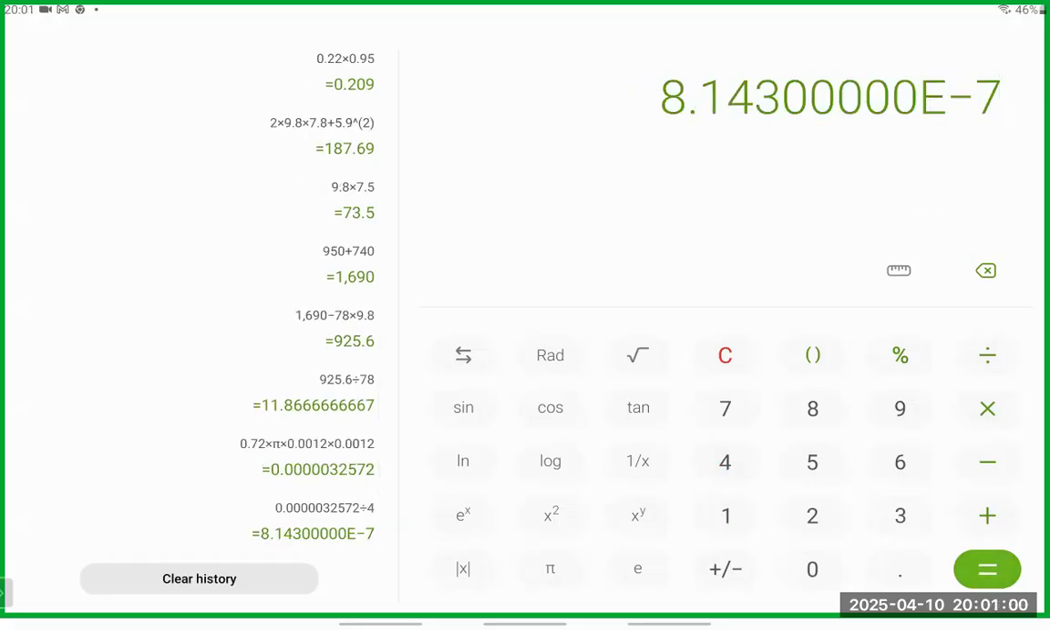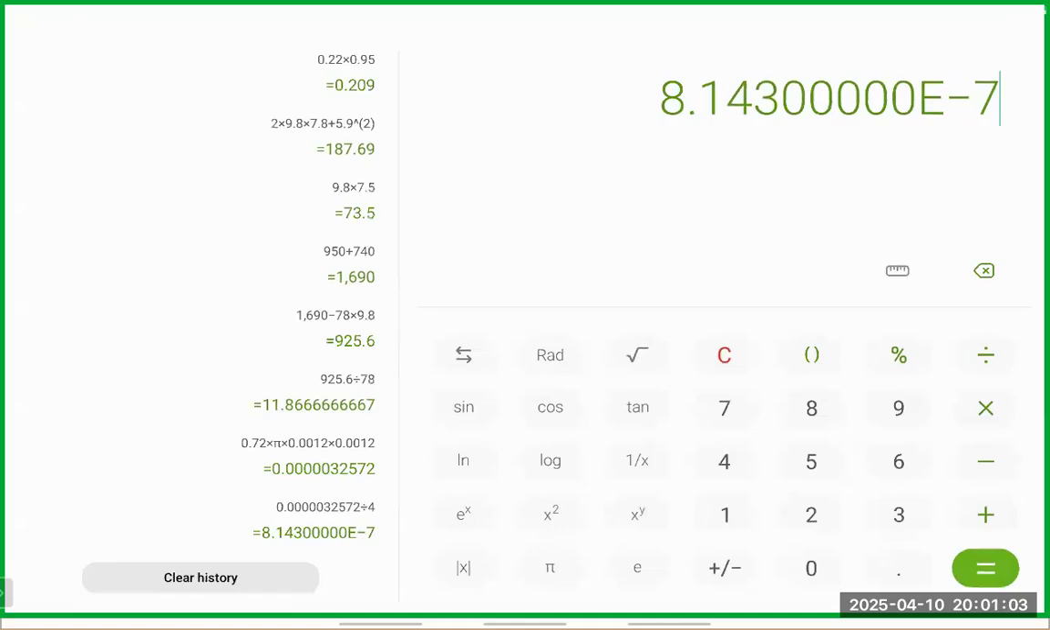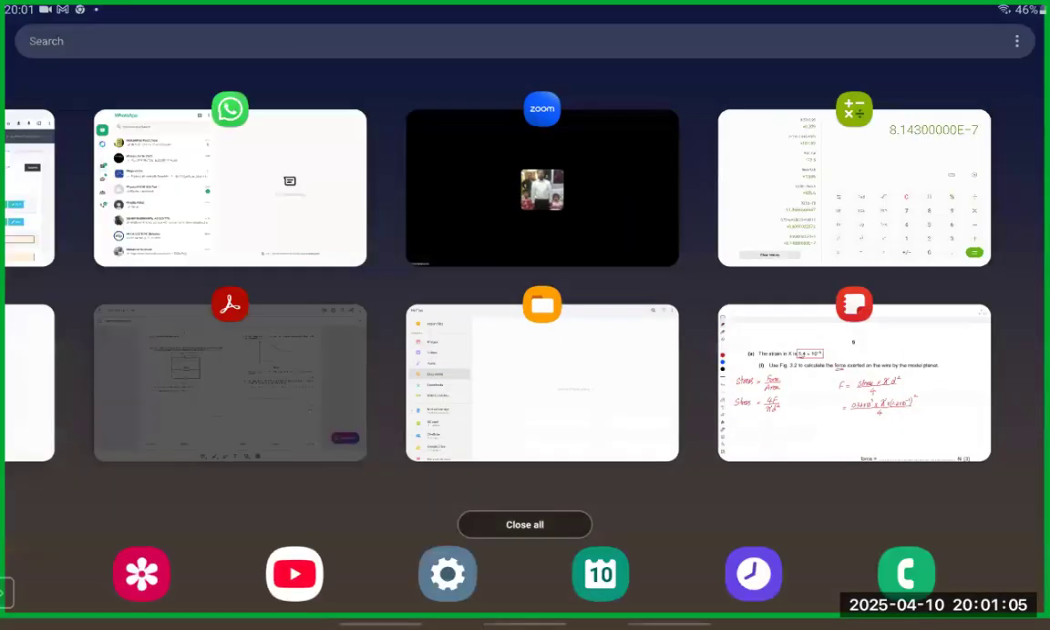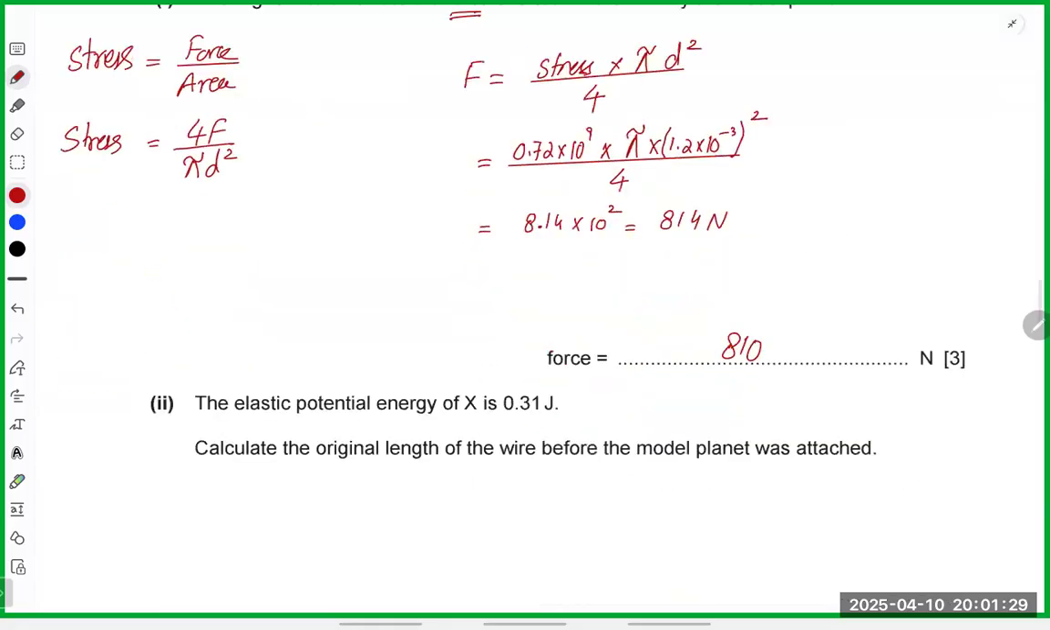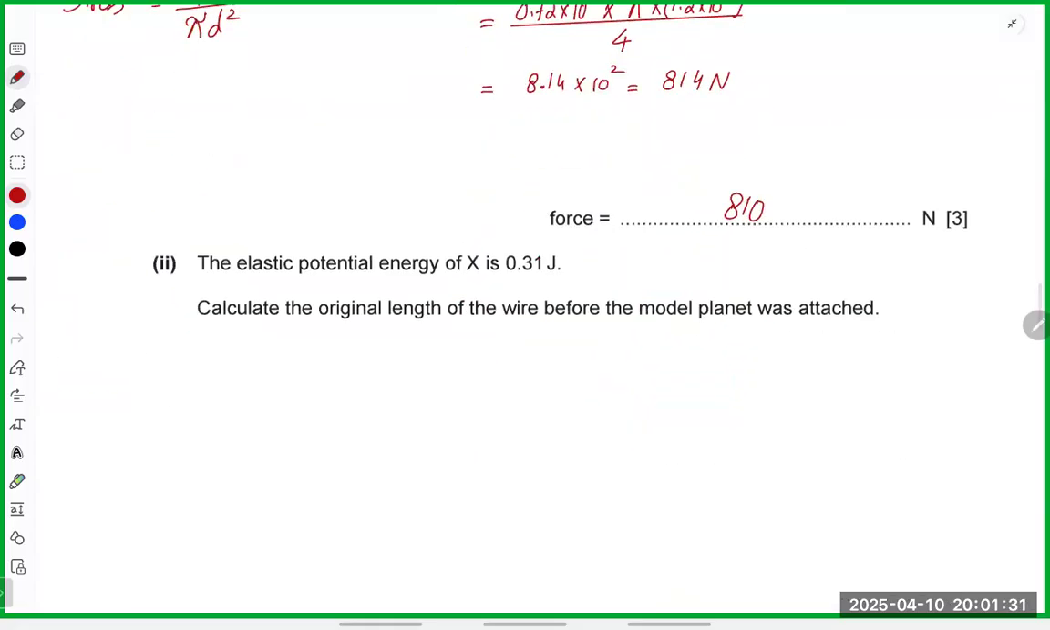So it is 8.14 into 10 to the power minus 3. So the answer is 810 almost. 814. Good guess though. 810 newtons. The elastic potential energy is 0.31 joule.